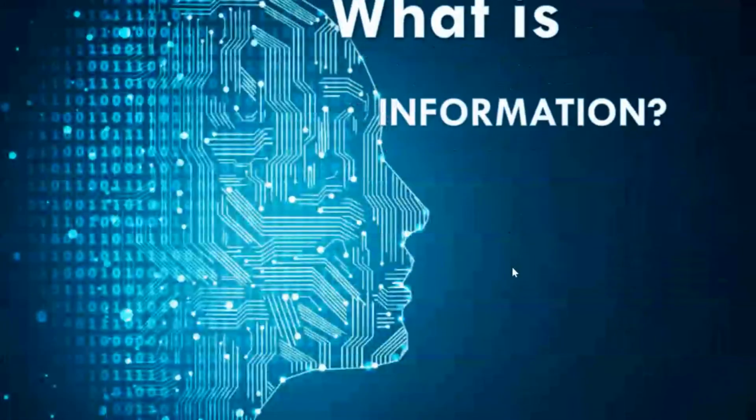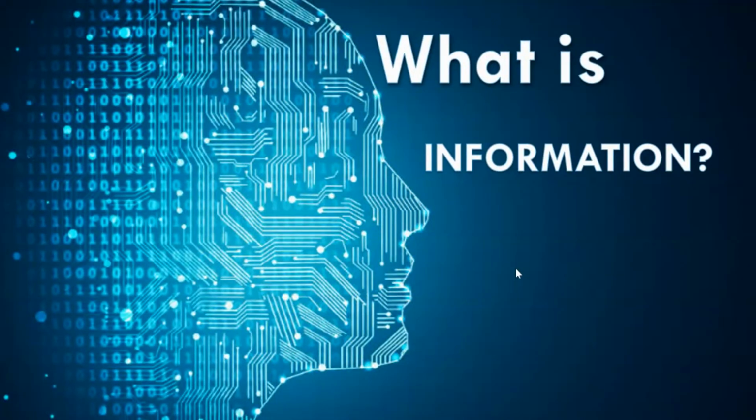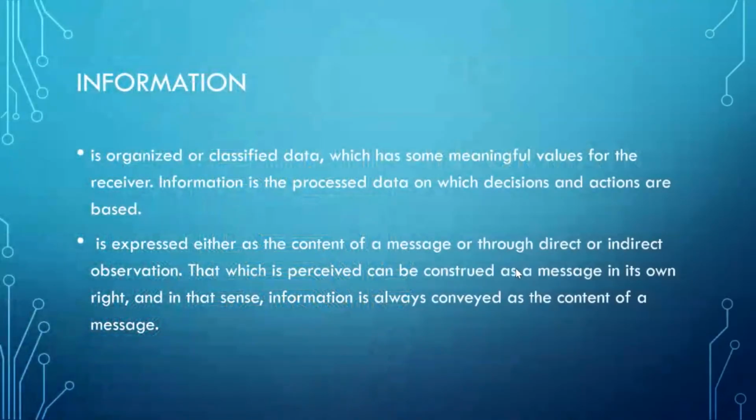Okay, let's proceed to what is information. Information is organized or classified data which has meaningful values for the receiver. Information is the processed data on which decisions and actions are based. It is expressed either as the content of a message or through direct observation. That which is perceived can be construed as a message in its own right. In that sense, information is always conveyed as the content of a message.